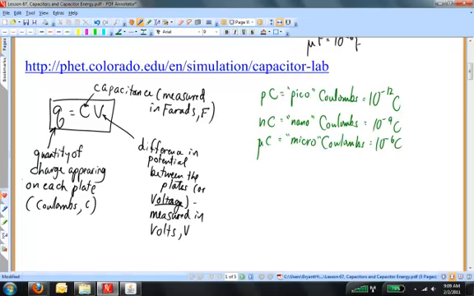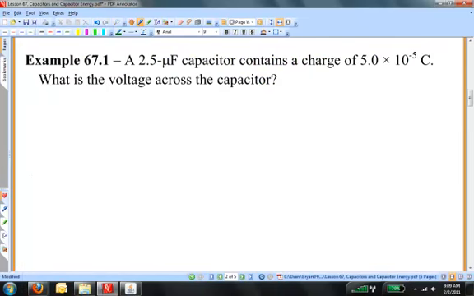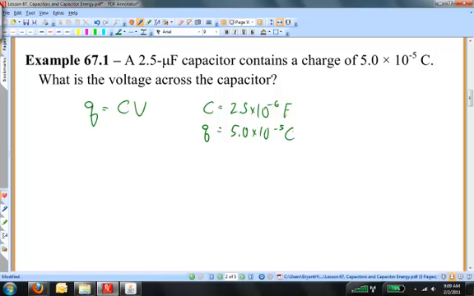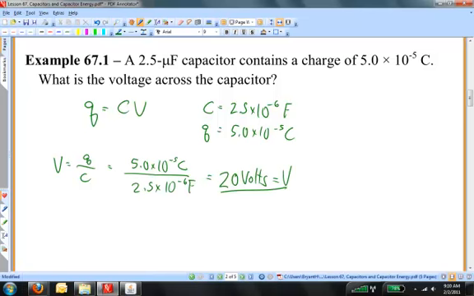Let's work an example problem. A 2.5 microfarad capacitor contains a charge of 5.0 times 10 to the minus 5 coulombs. What's the voltage across the capacitor? We start with our capacitor equation. Q is equal to C times V, and they tell us what the capacitance is. It's 2.5 times 10 to the minus 6 farads. The charge is 5.0 times 10 to the minus 5 coulombs. That's the same as 50 microcoulombs. So solve that equation for V. Put in the numbers and put it in your calculator. 20 volts is the answer.